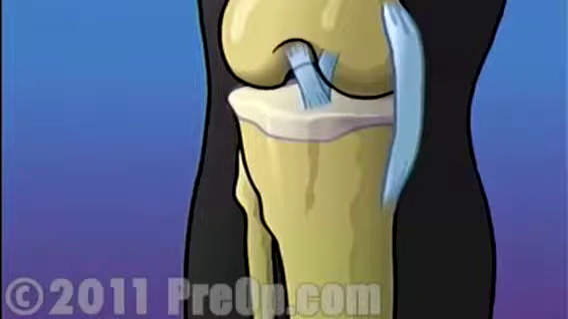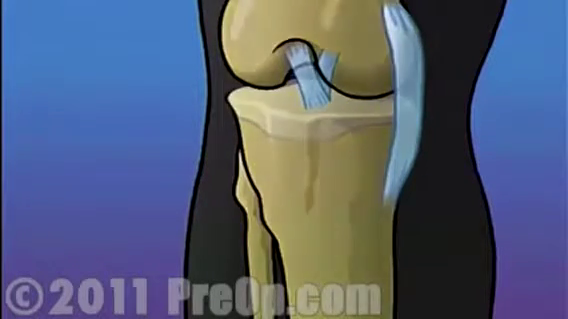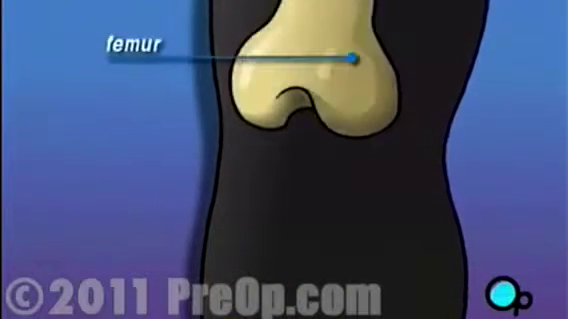The medial meniscus on the inside is more prone to injury than the meniscus on the outside, as it is connected to the ligament and the joint capsule, making it less mobile. There are different ways to tear your meniscus.